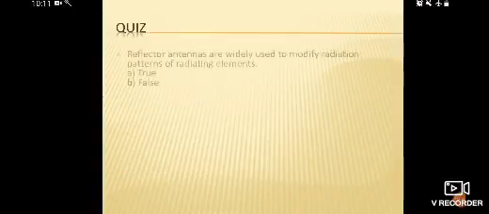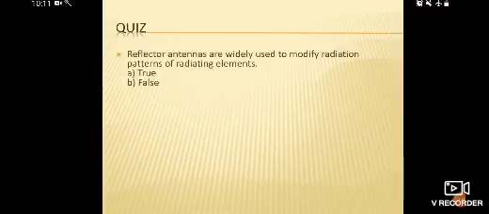So the next quiz. Reflector antennas are widely used to modify radiation pattern of radiating elements. That means in our antenna installations or antenna structures, reflectors are used, and reflector antennas are widely used to modify the radiation pattern of radiating elements. Is it true or false? Please note this question.